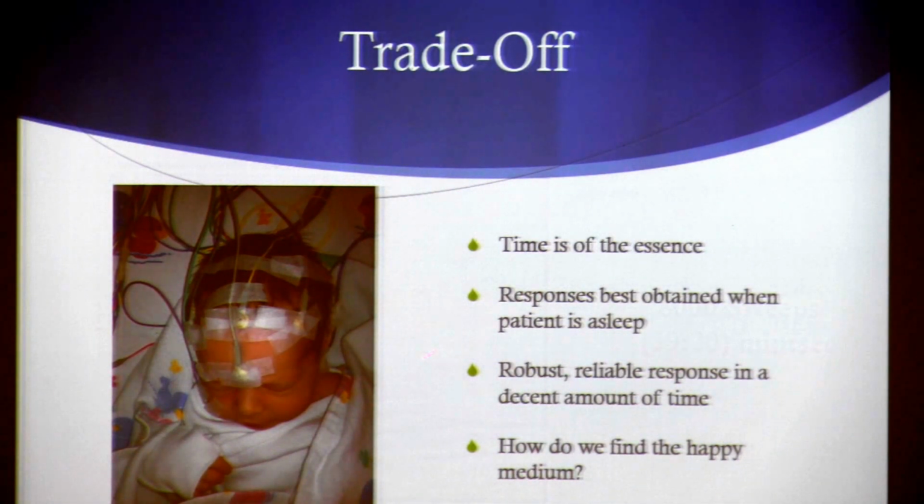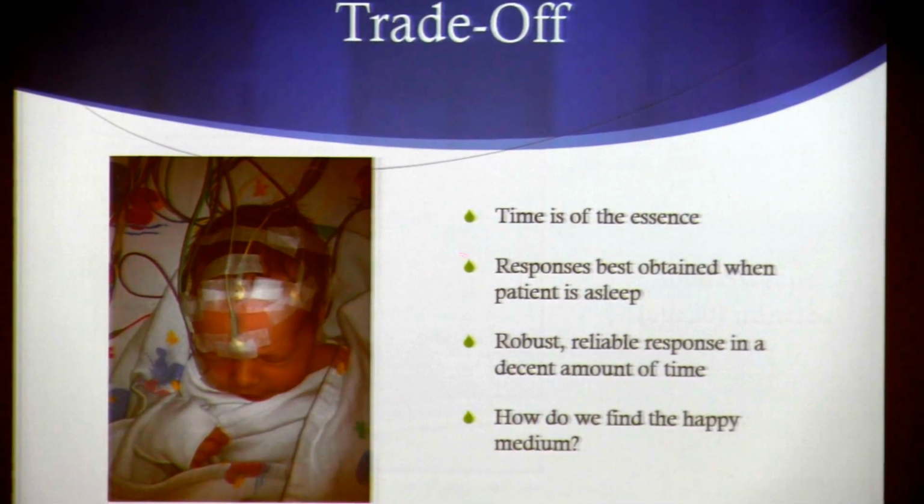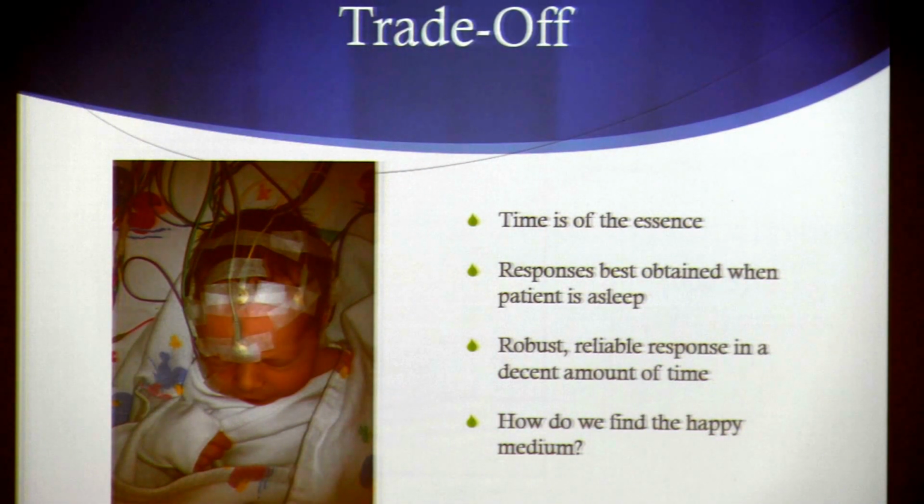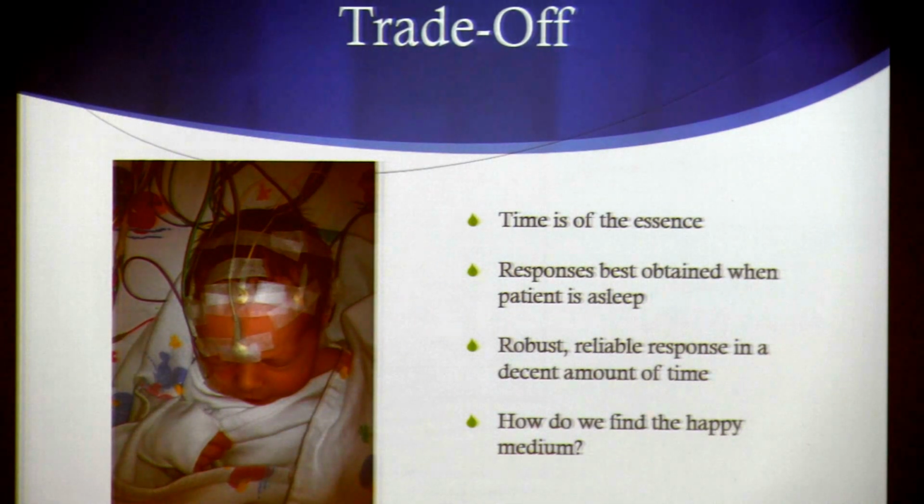When we test our newborn babies, especially, time really is of the essence. Responses are best obtained when the participants are fast asleep and very quiet, and that's likely not going to happen with a newborn baby between 1 and 3 days old. So we want to get that robust, reliable response, but in a decent amount of time. So how do we find the happy medium?